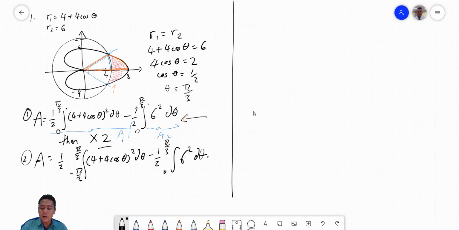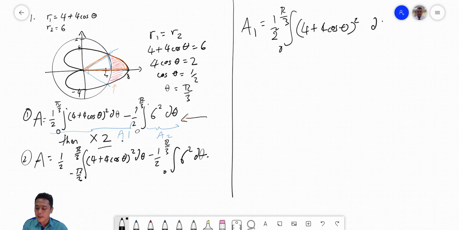Obviously this is a very long working that needs to be done. If you cannot remember how to do this integration, please refer to the previous video. So let's start first with the cardioid. Half integral from 0 to pi over 3 of 4 plus 4 cos theta squared d theta. You square first, becomes 16 plus 32 cos theta plus 16 cos squared theta d theta.